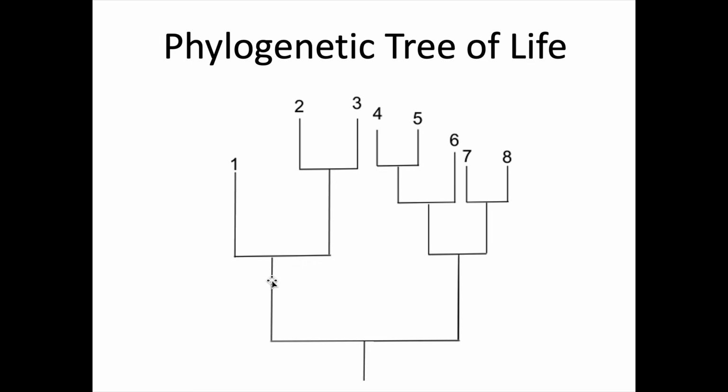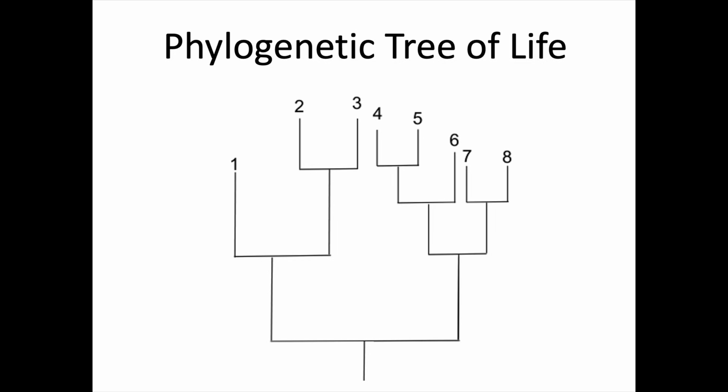If we go back to this branching off point, this includes an ancestor and all of its descendants, 1, 2, 3. 4 and 5 make up a clade, 7 and 8 make up a clade. If you wanted to do a big one, 4, 5, 6, and 7 and 8 are all part of a clade. So what is not a clade?